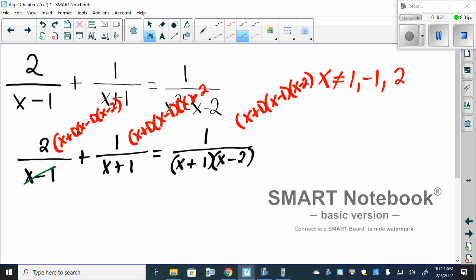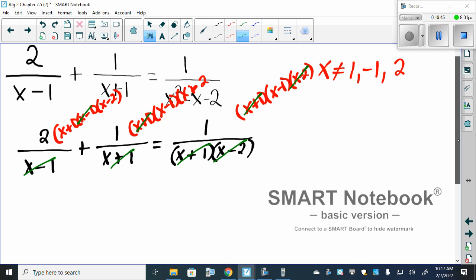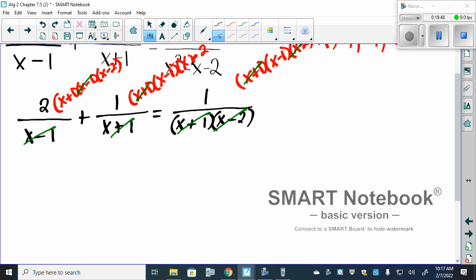In the first one, the x minus 1 and x minus 1 would cancel. In the middle, the x plus 1 and x plus 1 would cancel. In the last one, the x plus 1 and x plus 1 would cancel. The x minus 2 and x minus 2 would cancel out, leaving us with 2 times what? Yes. x squared minus x minus 2, because the x squared minus x minus 2 factors down to x plus 1 times x minus 2, which is exactly what we're multiplying in the first one, so we can put it back.